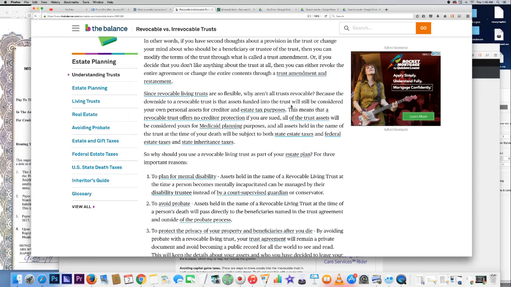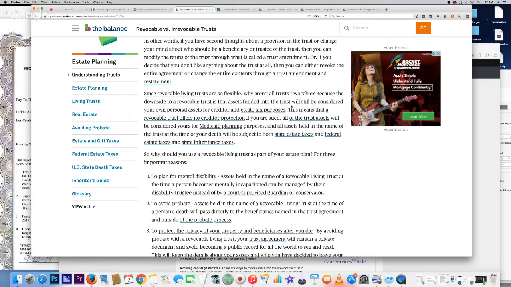Inside a revocable trust, your legal standing is the same as the lack of separation between the debtor and the creditor, you, the strawman and the flesh and blood you. All right. All of the trust assets will be considered yours for Medicaid planning purposes, and all assets held in the name of the trust at the time of your death will be subject to both state estate taxes and federal estate taxes and state inheritance taxes.